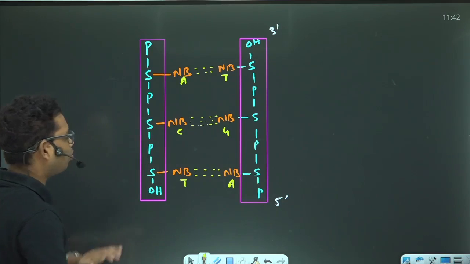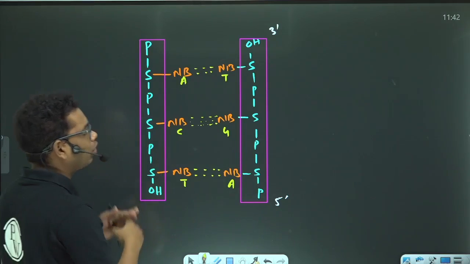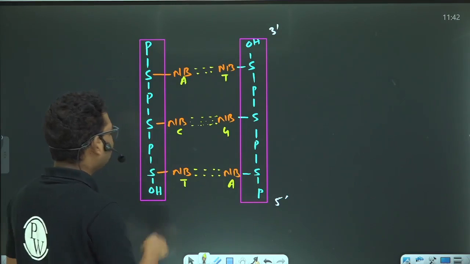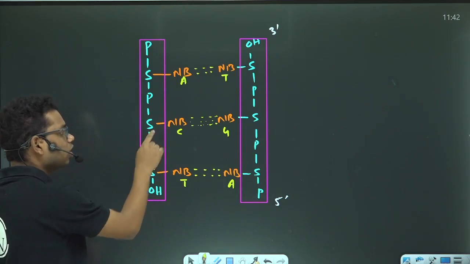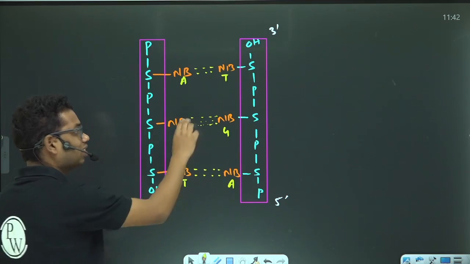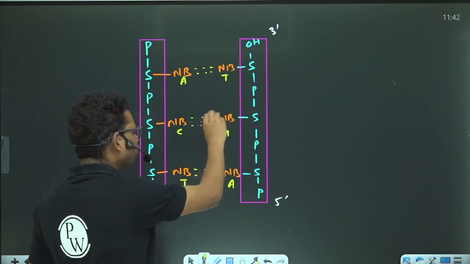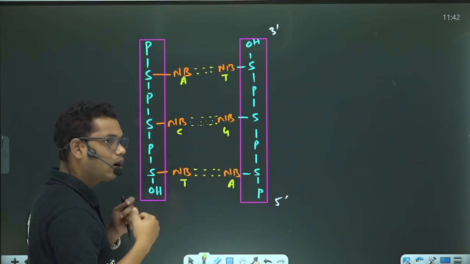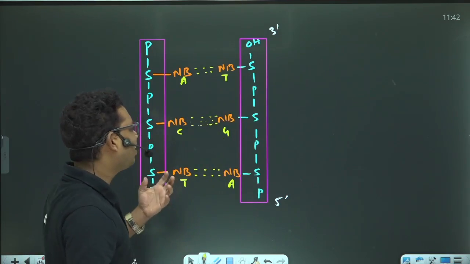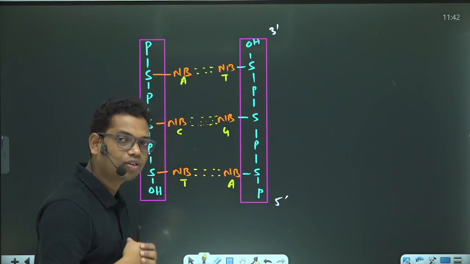Okay, so these are the bonds or linkages. In a double stranded nucleotide, what are the linkages present? This one is the phosphodiester linkage, this one is the beta N glycosidic linkage, and this one is called the hydrogen bond. Apart from hydrogen bond, the DNA is stabilized by another force that is called stacking force.